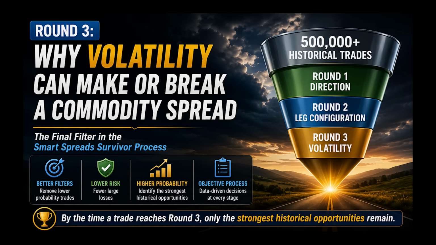In the first two videos of this series, we discovered that selecting the right direction and the proper leg configuration can dramatically improve a seasonal commodity spread. Today we reach the third and final round of the Smart Spreads Survivor process, volatility. By the time a trade reaches this stage, we've already eliminated thousands of lower probability opportunities. Now we're looking for the volatility environment that has historically produced the strongest results.